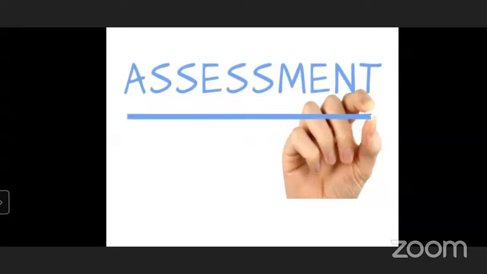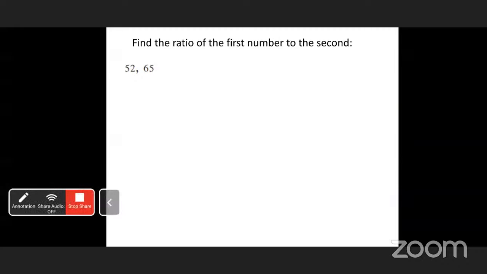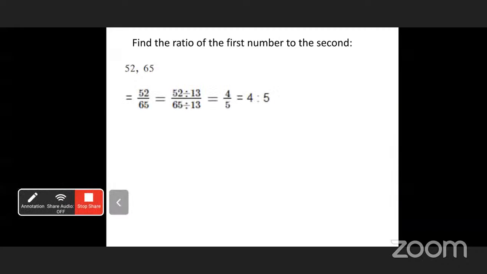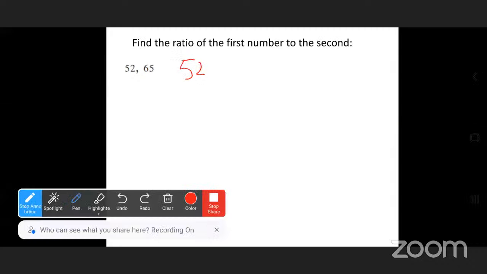Okay, now pay attention all of you. Now the first question. Everyone take out your notebooks and find the ratio of first number to the second number. First number to the second number. 52 is to 65. Okay, 52 to 65.